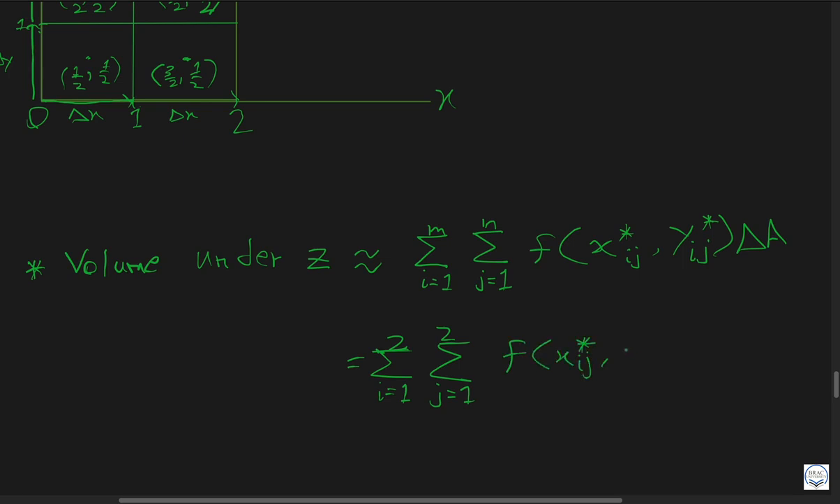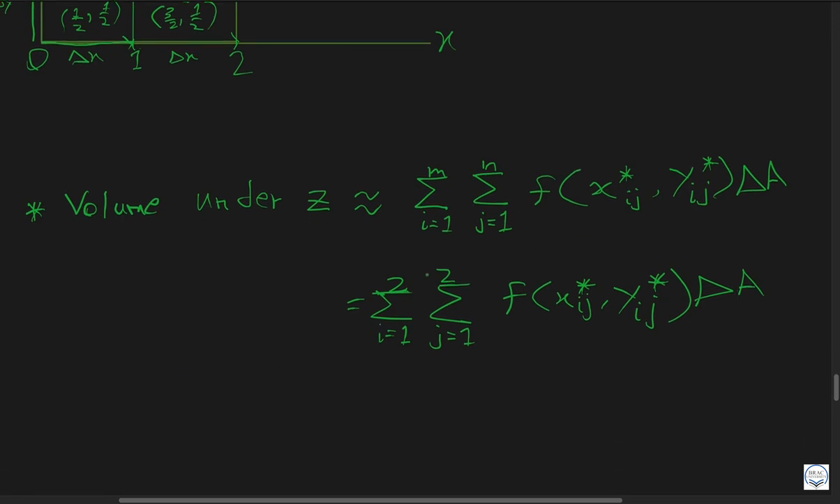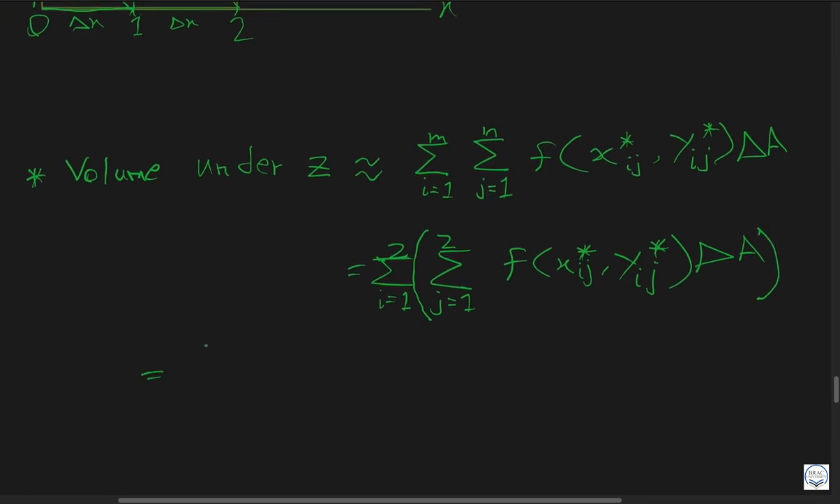Now let's evaluate this double sum. We know that both m and n are equal to 2. i starts from 1, j starts from 1. Now just simply write this function and the area down. We also keep delta A as it is. Now the rule of double sum is we do the inner one before the outer one. So let's do that. We keep the outer one as it is, i equals 1 to 2. Now for the inner one, the first term will have j equals 1. So let's write that down.